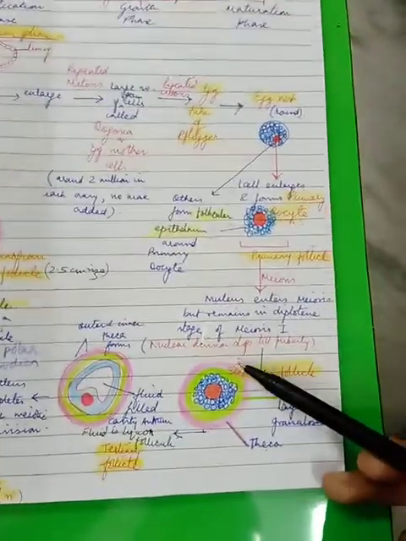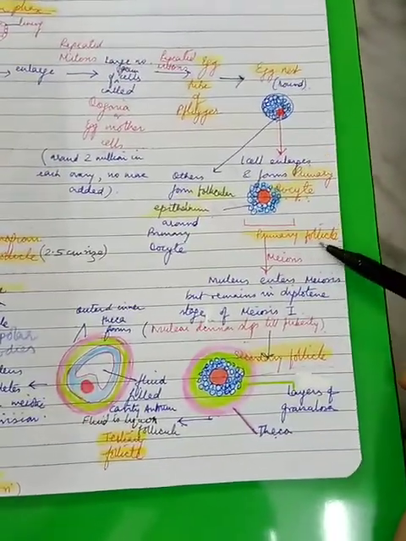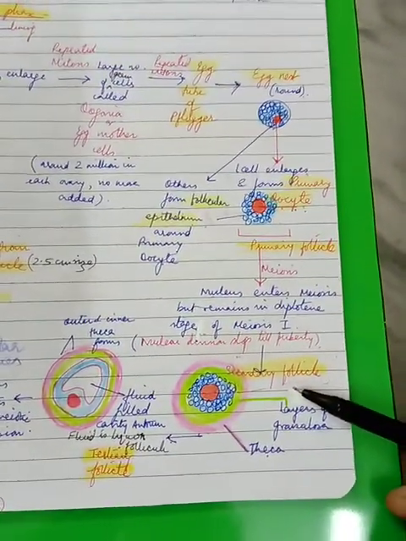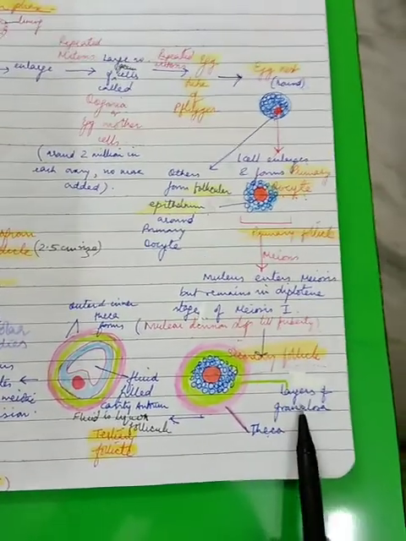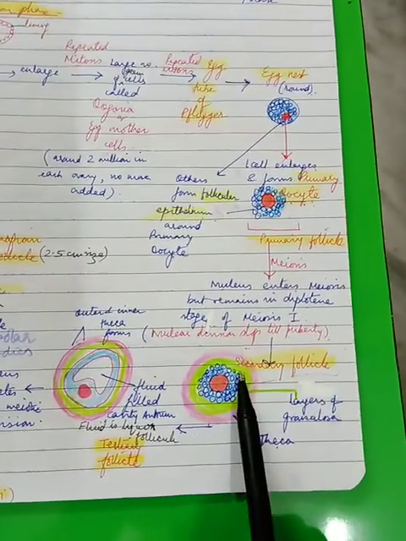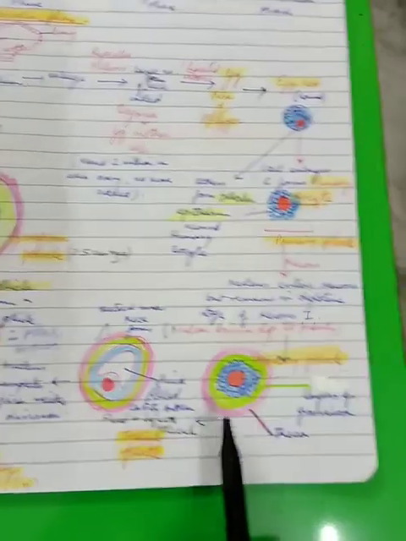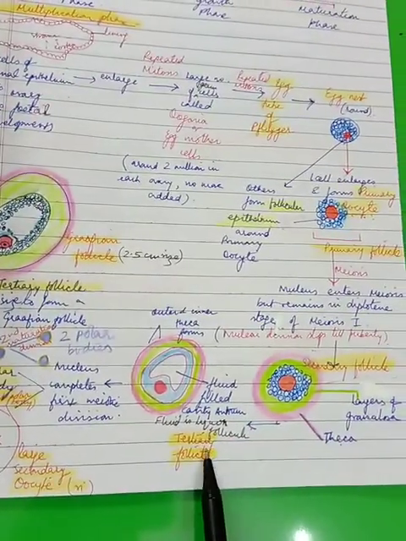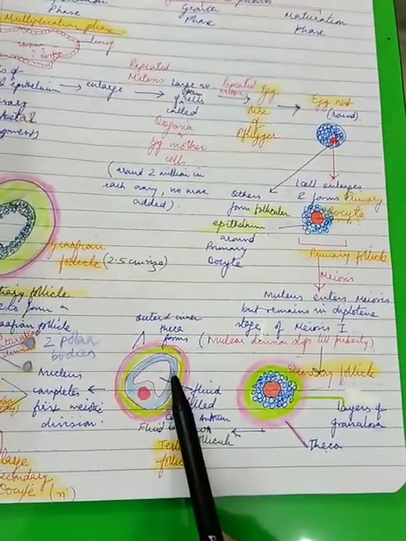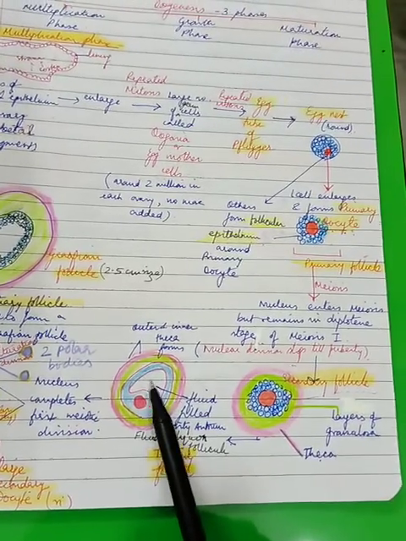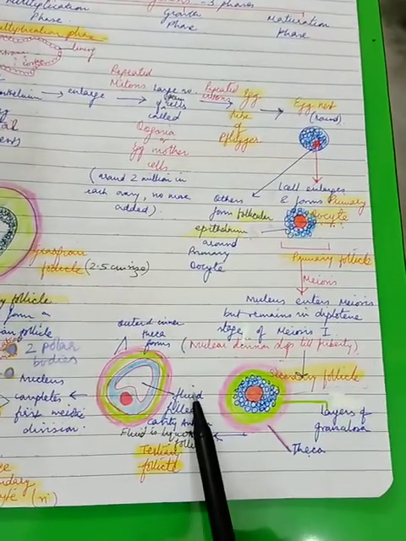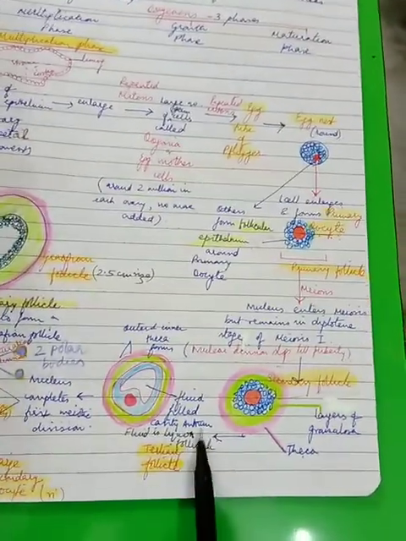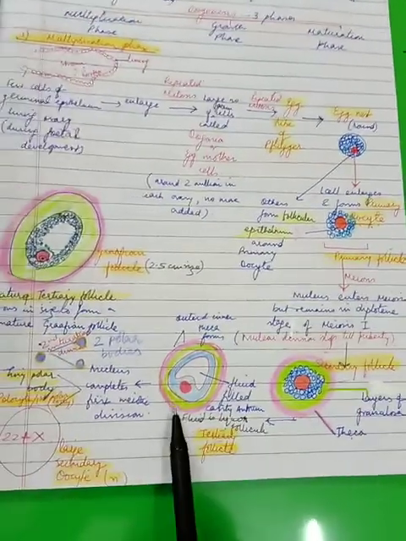Now what will happen is that the primary follicle becomes secondary follicle. How? By the addition of layers of granulosa with the green color and theca. And now it changes into the tertiary follicle. What is the difference? There's a cavity developed called antrum which is filled with a fluid called liquor folliculi, right?